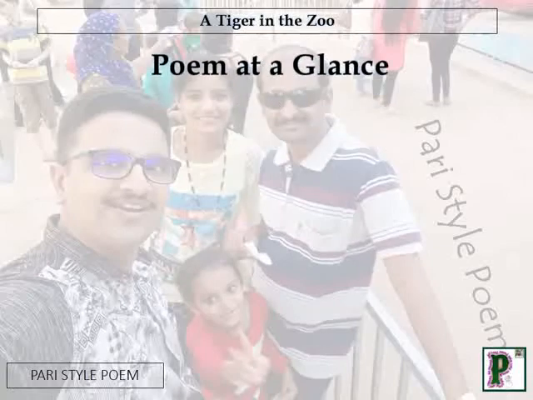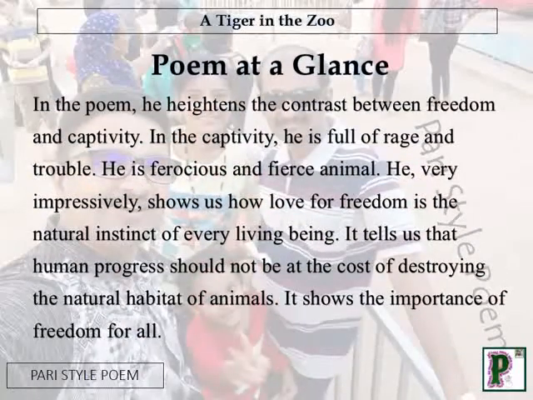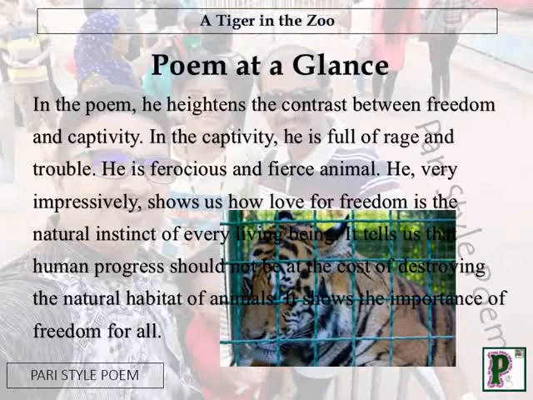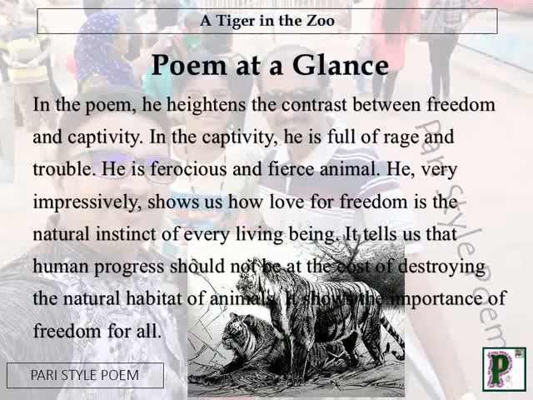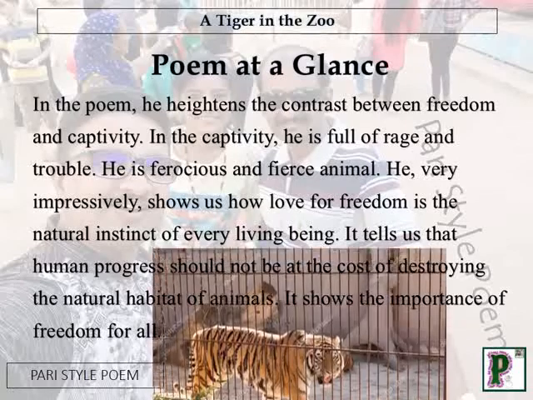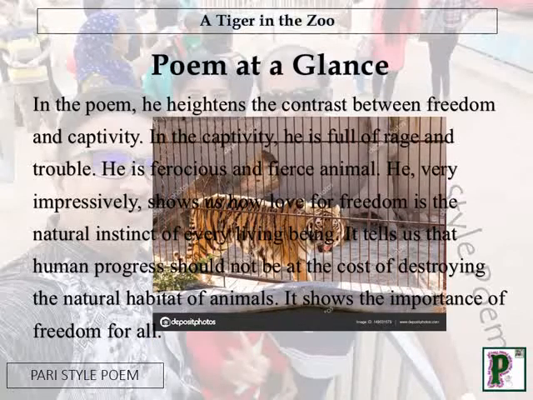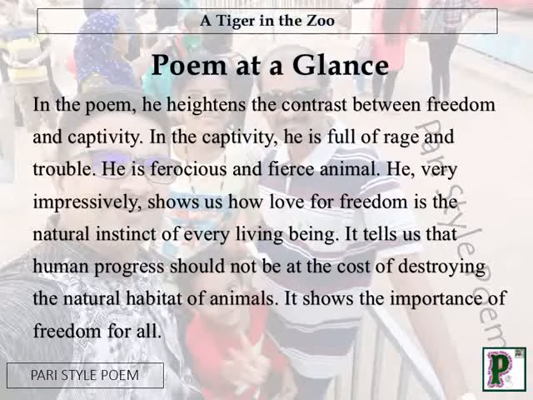In the poem, he heightens the contrast between freedom and captivity. In captivity, he is full of rage and trouble. He is a ferocious and fierce animal. He very impressively shows us how love for freedom is the natural instinct of every living being. It tells us that human progress should not be at the cost of destroying the natural habitat of animals. It shows the importance of freedom for all.